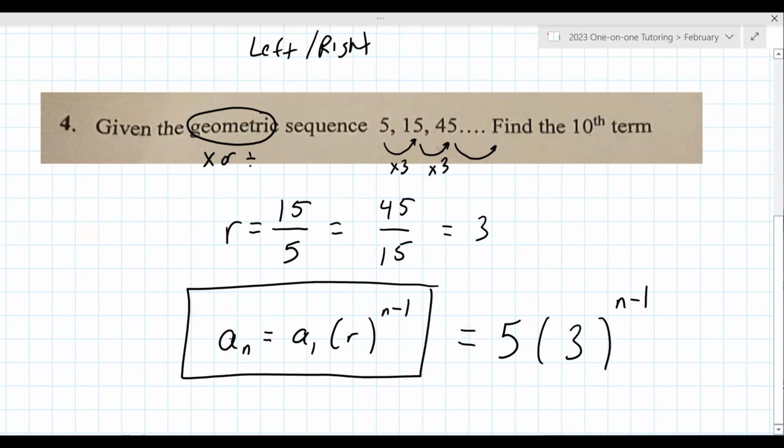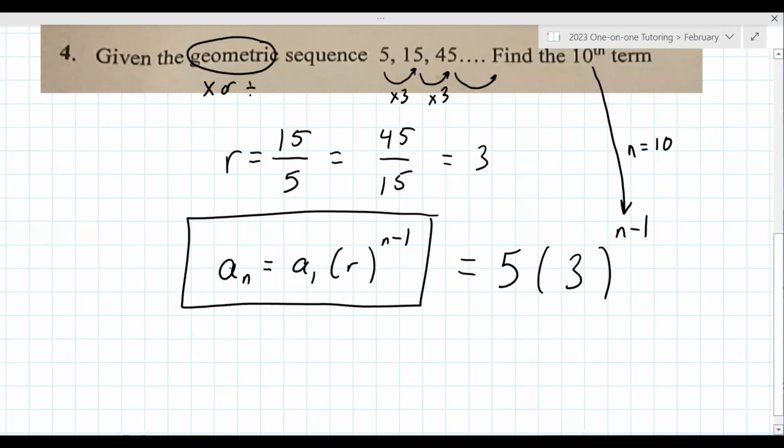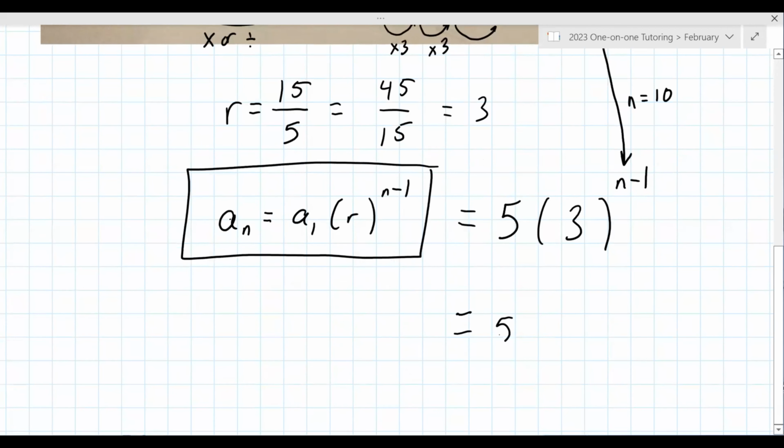Okay. And so if we want the 10th term, that tells you the value of n. N is 10. So go ahead and calculate this for us, please. And let me know what you come up with.